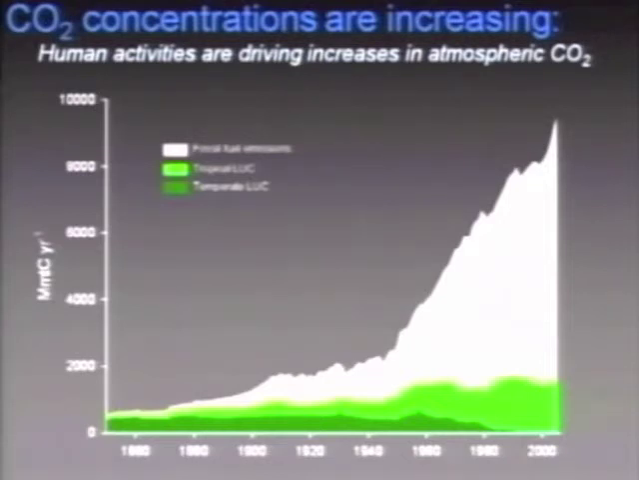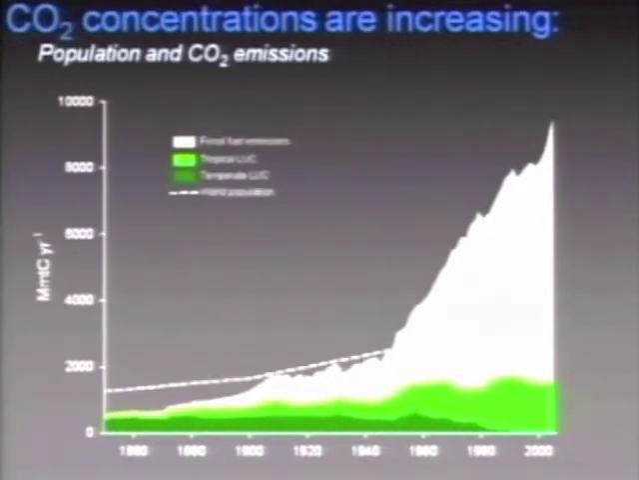So when we see this figure, I want you to think about what's driving this. We know that it's human-caused activities. We also know that there's a relationship between human population and emissions. This white line superimposed on the figure shows population trends over the same period of time, and you can see that there's some correlation between these two.